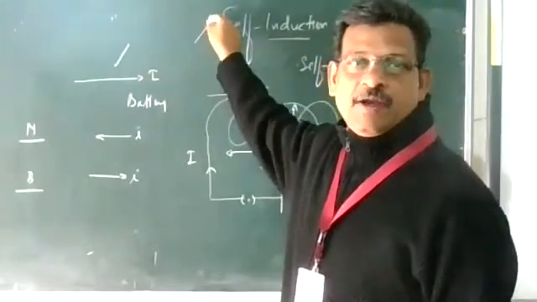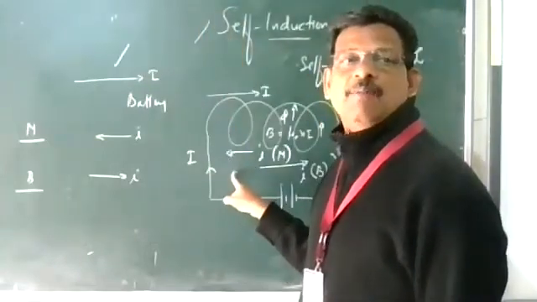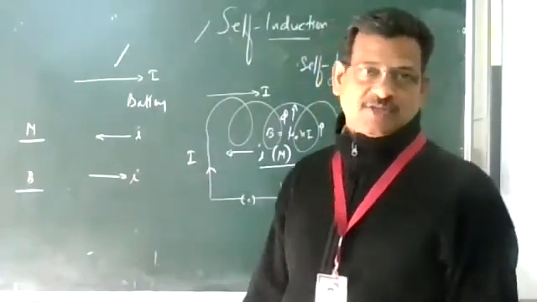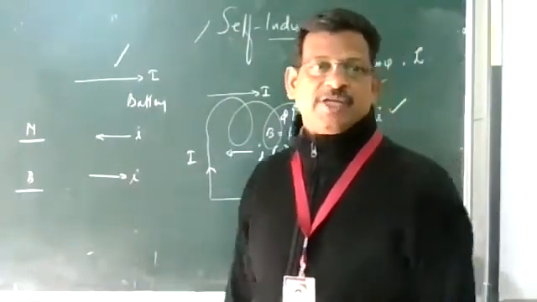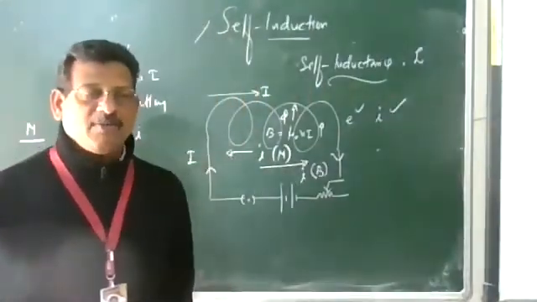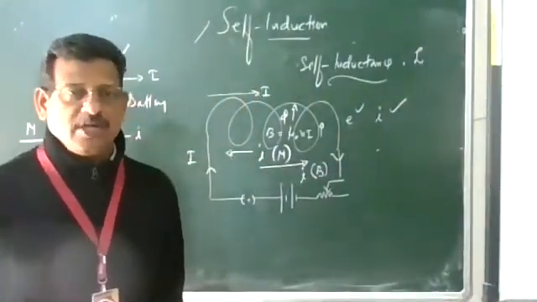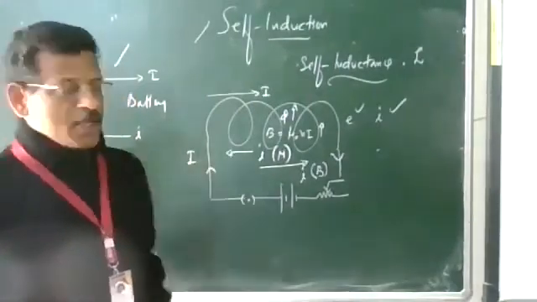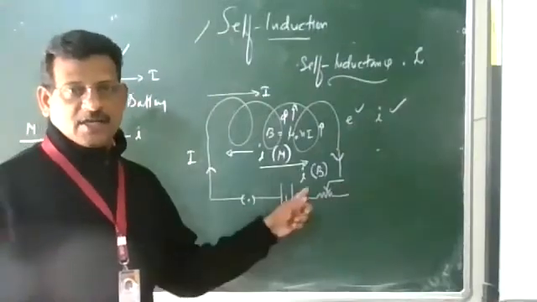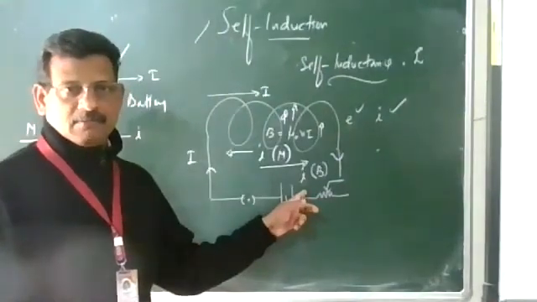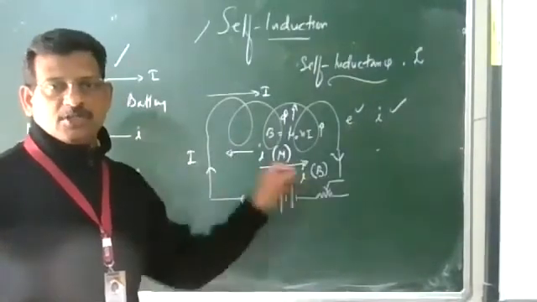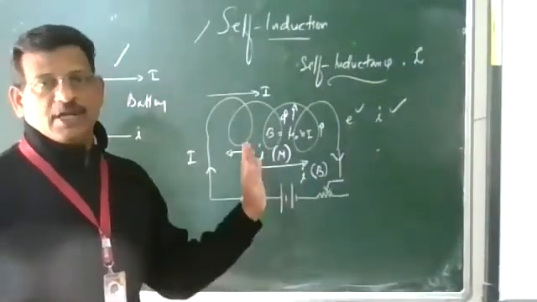It's the property of a single coil by virtue of which it opposes any change in the current by producing an induced EMF. The induced EMF and current developed will be in accordance with Lenz's law. It opposes any change. You can change the current by adjusting the rheostat, you can increase or decrease. The key is permanently closed and you adjust the rheostat for increasing or decreasing the current.